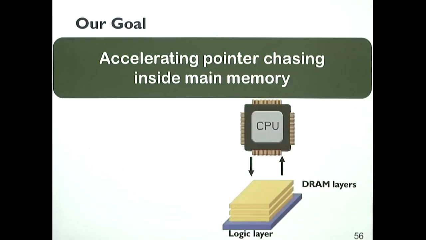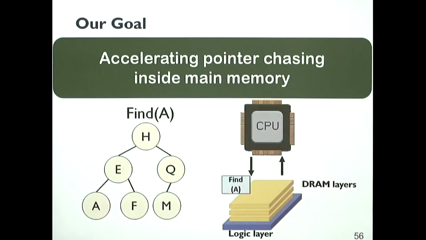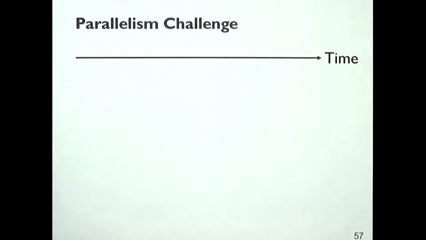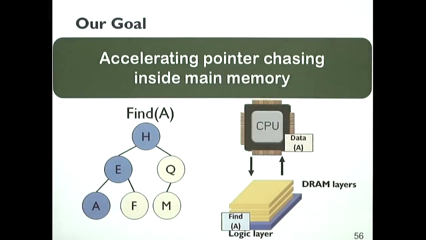OK, so basically, this was the idea. And as we've discussed, I've given you a previous picture already that looks like this. You basically send a find operation to the logic layer, and the logic layer does the computation and sends the data back to the CPU. So how do you enable that? You can imagine how. But basically, you need to be able to do this traversal completely inside the logic layer over here.